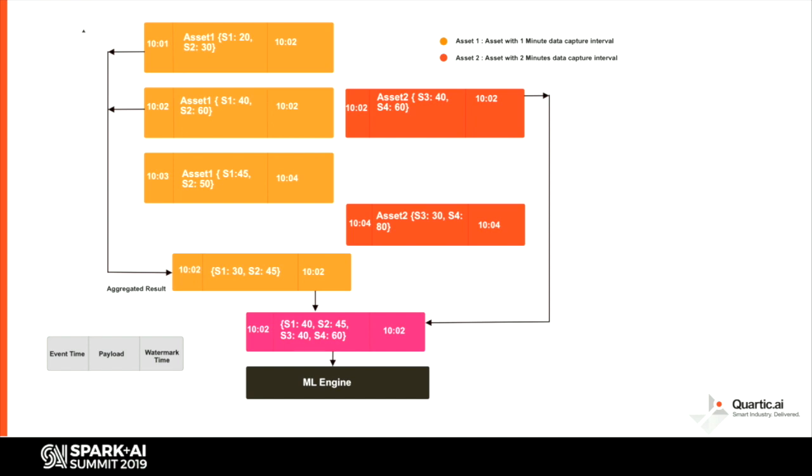So in this case, when the data from all these different assets land up together and we have a common watermark time available, both of these data are aggregated. In this case, we have averaged it out, and this data is then combined with the data coming from different sensors to create one watermark row that has all the required sensors data available, which is then sent to the machine learning engine for processing.